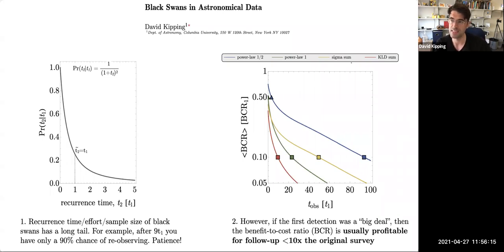This is somewhat sensitive to how you define the value of a detection. So if the first detection was Nobel Prize worthy, what is the value of the second one? Is it half as much? Is it a third as much? How do you define that?